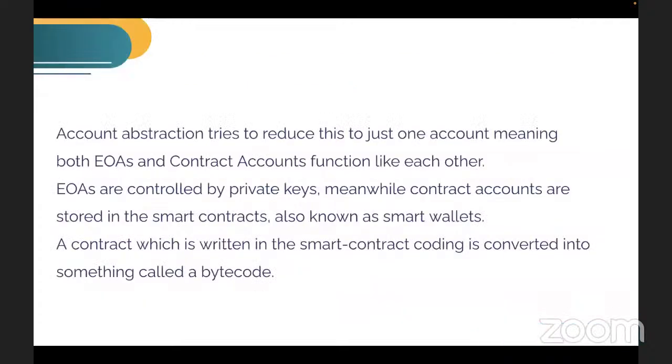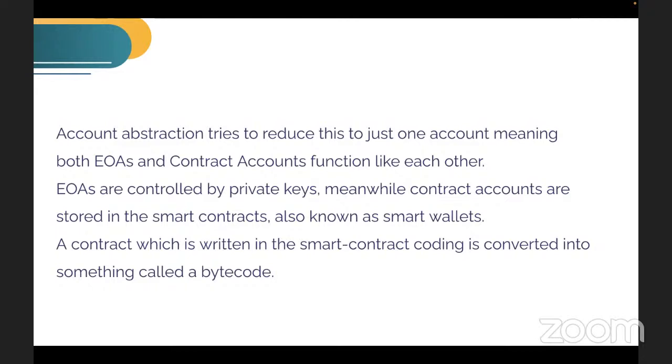Account abstraction tries to reduce this to just one account, meaning both EOAs and contract accounts function like each other. EOA accounts are controlled by a private key. An example is our wallet that we all use to access tokens and cryptocurrencies and the likes. Meanwhile, contract accounts are stored in the smart contract, also known as the wallet, like I said earlier.